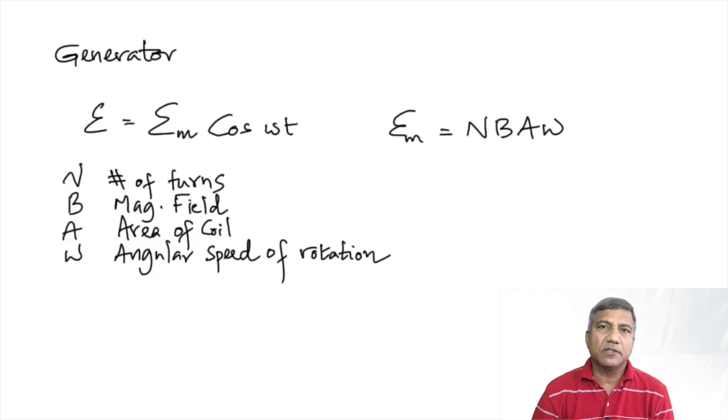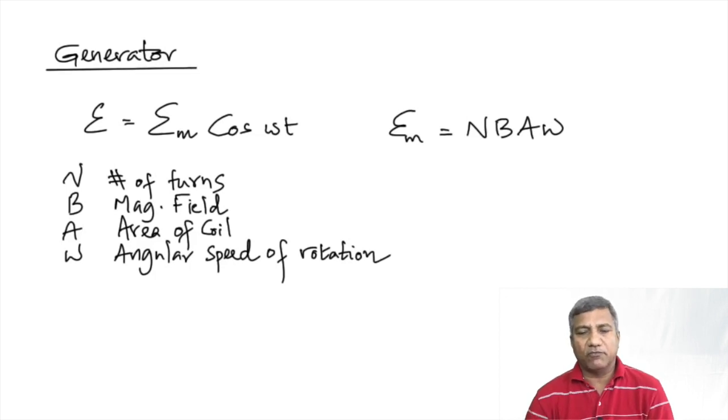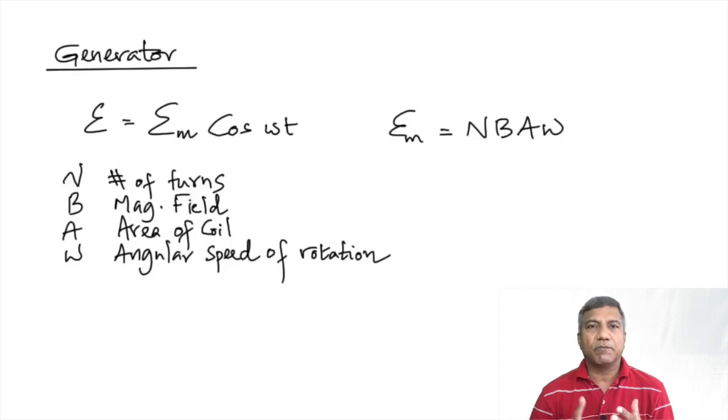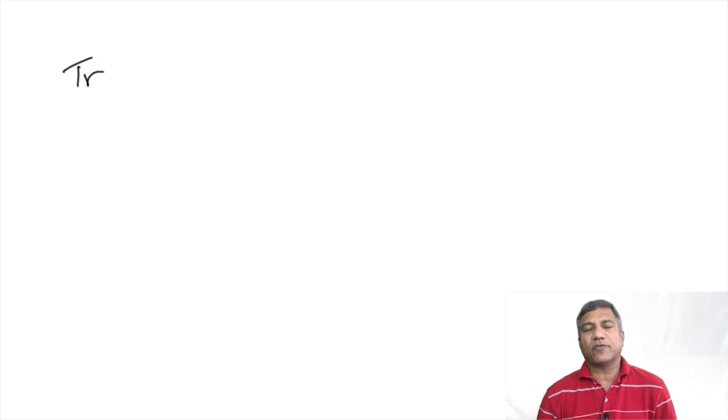That gives us the voltage that will be produced in a generator. I've not put in numbers there because that's so easy. Whatever is given, make sure they are consistent in units, like B in Tesla, A in meter squared, omega in radians per second, and you're good to go. In a transformer, there are two important formulas to be remembered.